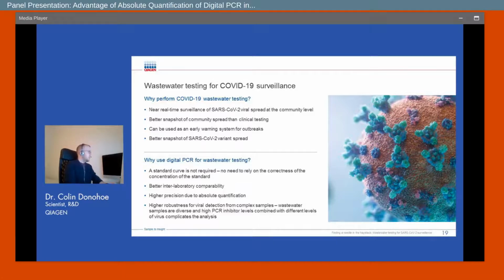Now, digital PCR is particularly well suited to this task because unlike qPCR, digital PCR is absolute quantification where no standard curve is required, allowing data collected between various sites to be compared with great certainty and precision owing to the fact that the data is absolute in its quantification. Additionally, because digital PCR quantitates a little bit differently from qPCR, the chemistry is a little bit more robust to the wastewater samples, which are known to contain PCR inhibitors.